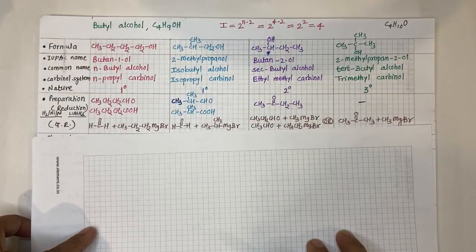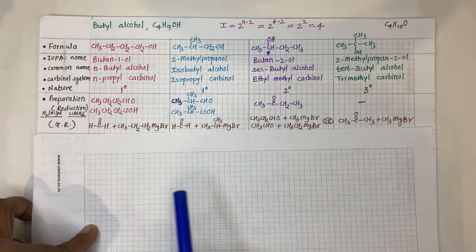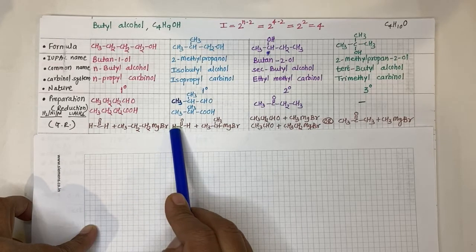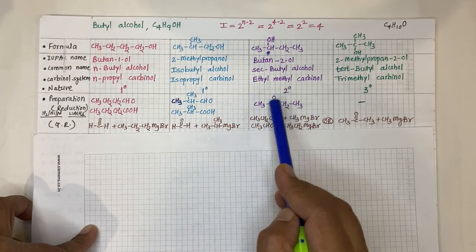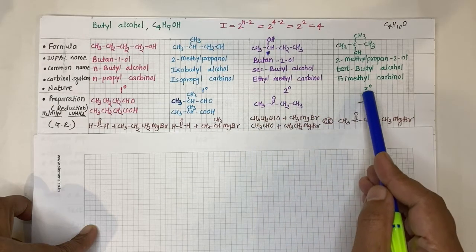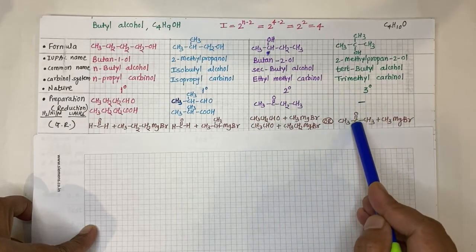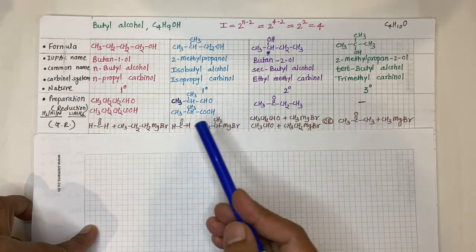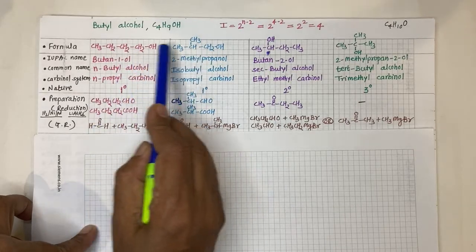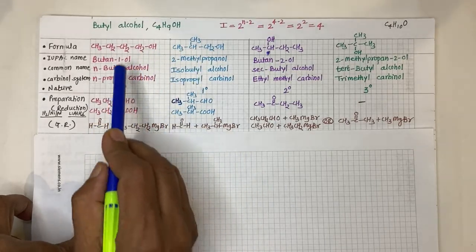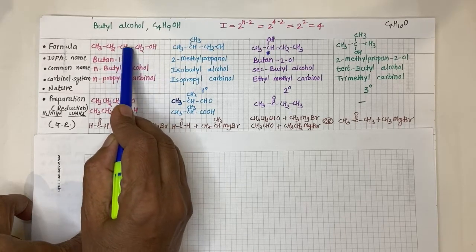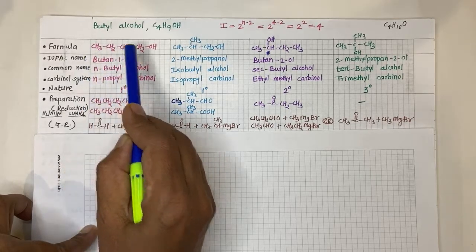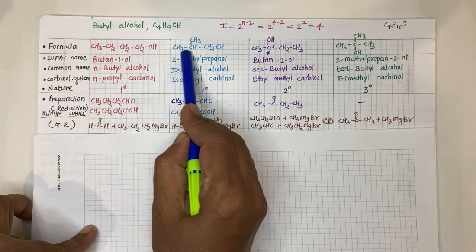Now one more method here, by using Grignard reagent. Now you know that primary alcohols are prepared by using formaldehyde. Secondary alcohols use an aldehyde other than formaldehyde, and for tertiary alcohol we require a ketone. Okay, now see here which Grignard reagent is required. Here primary alcohol, therefore for both we use formaldehyde. The Grignard reagent required is n-propyl magnesium halide. For this we require isopropyl magnesium halide.